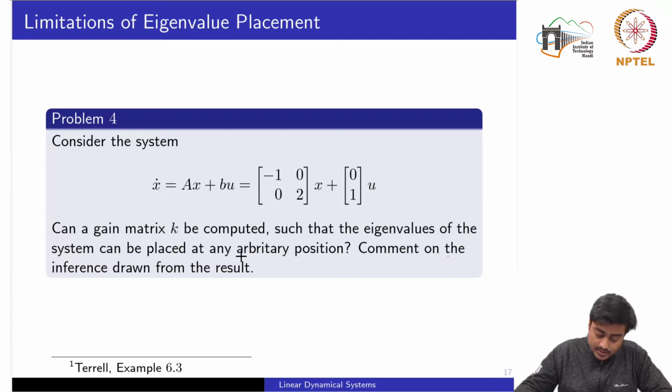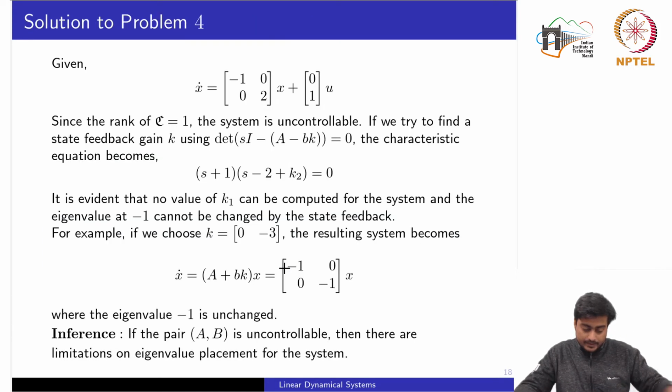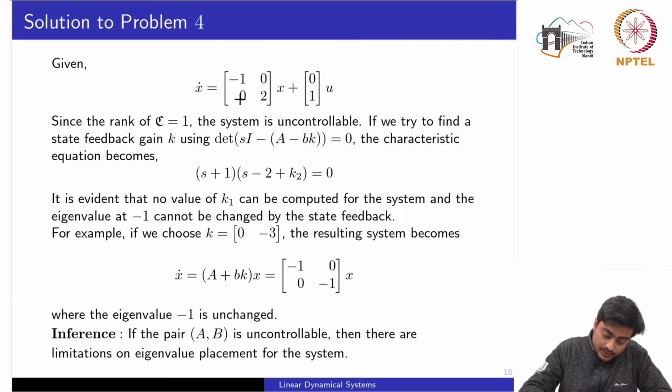This is a very important result which we discussed during the lecture slides. Here we only need to show controllability, whether the system is controllable, because if the system is controllable, then we can place the eigenvalues of the system at any arbitrary position. Here we are showing numerically which eigenvalues could be shifted or placed arbitrarily. So let's see the system.